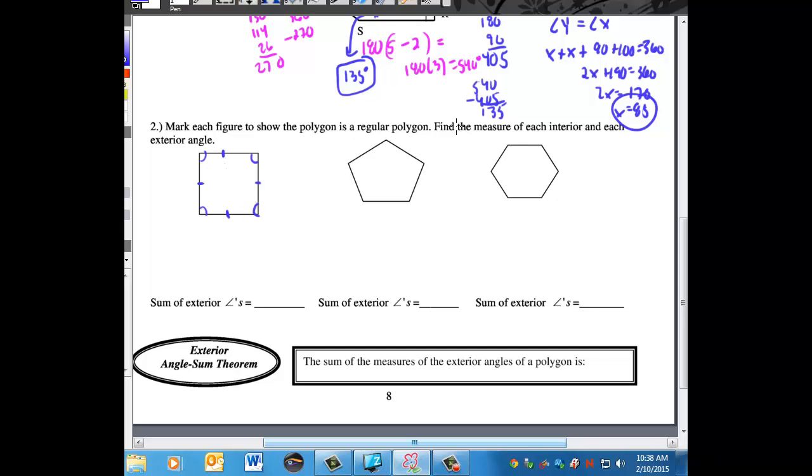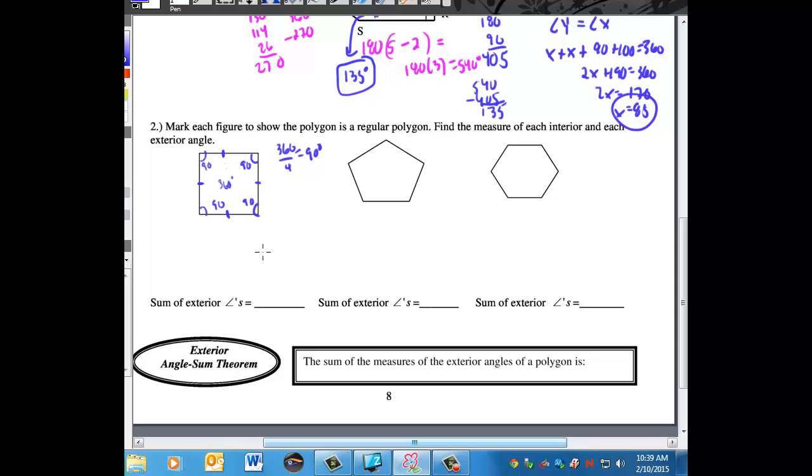Alright, next let's find the measure of each interior angle. Well, we have 360 degrees total. So that means all of these angles, since they're the same, if we take 360 divided by 4, each angle has to be 90 degrees. So 90 degrees, 90, 90, and 90.